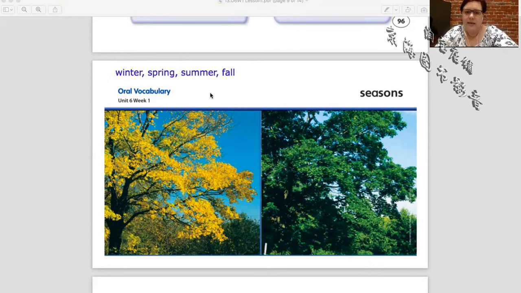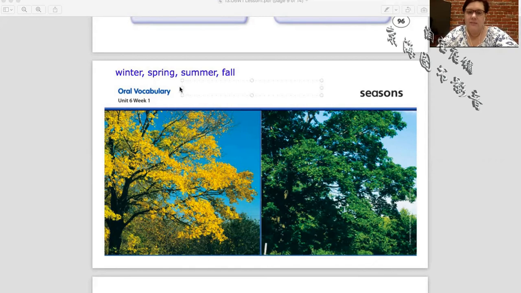How do we tell what season it is? Do you know? Yeah, so we can look at our pictures. So if we look at this tree, it's fall. How do we know that? Because the leaves are yellow, right? They're a different color, okay? If we look at this tree, what season is it? Yeah, it's summer, right? How do we know? There's so many leaves on the tree, right? Okay, in winter, the tree would not have any leaves.